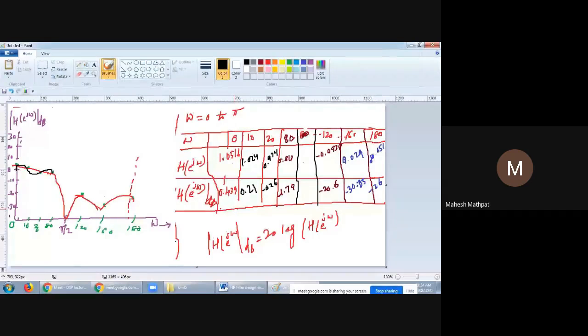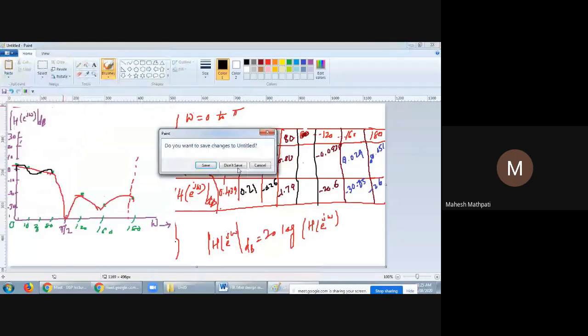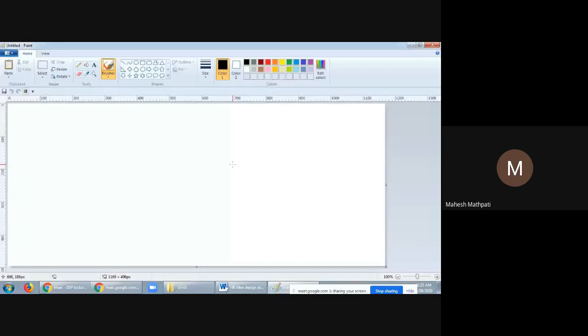Design an ideal high pass filter. Note the next question. Design an ideal high pass filter with a frequency response.